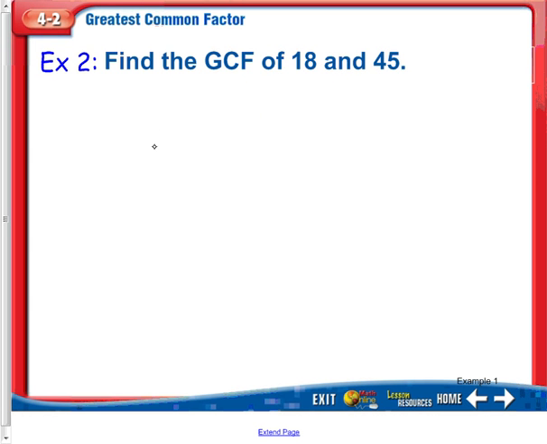Example number 2, find the GCF of 18 and 45. So we'll put 18 and 45. I know that I can't use a 2 here because 45 is an odd number. So I can check with my 3's. 1 plus 8 is 9. 4 plus 5 is 9. So I know that I can go into both of these numbers using a 3. So 3 goes into 18 6 times, and 3 goes into 4 once, with 15 left over. 3 goes into 15 5 times.